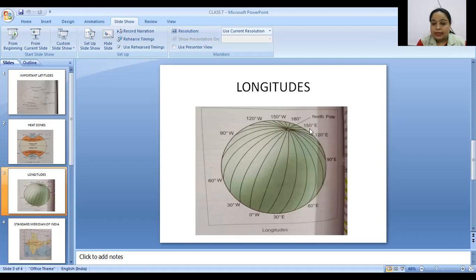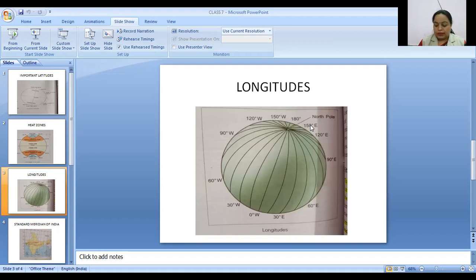180 degree, 150 degree west, 120 degree west, 90 degree west, 60 degree west, 30 degree west, 0 degree. And then when we come to the east side, it is 30 degree east, 60 degree east, 90 degree east, 120 degree east, 150 degree east. So while locating a place in the east-west direction, these longitudes are useful to us.